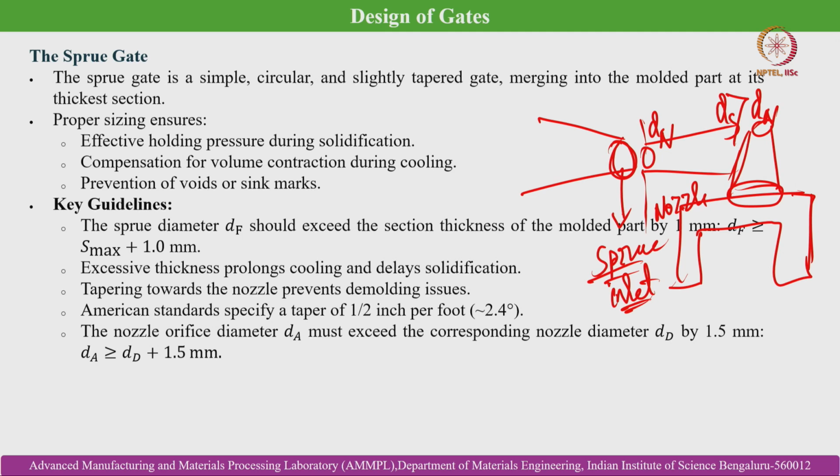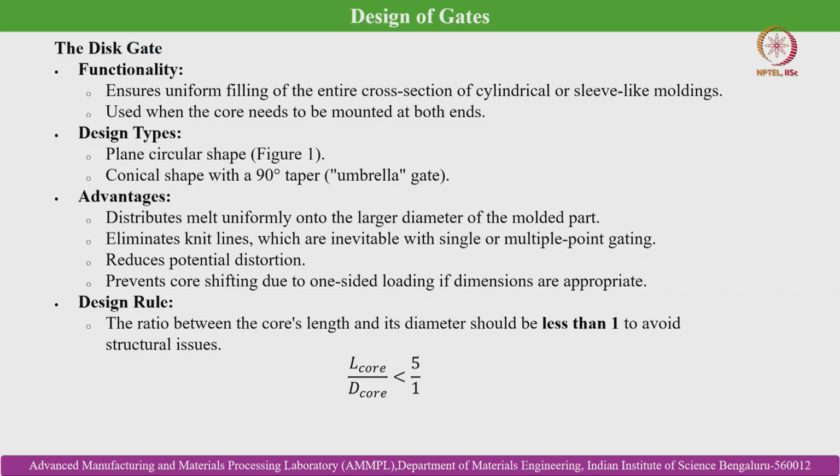So, the thumb rule is that the sprue inlet diameter must exceed the corresponding nozzle diameter dn by 1.5 mm. That means the sprue inlet diameter should be at least greater than the nozzle entry diameter by 1.5 mm. So, that is the thumb rule. This is how we can achieve successful filling of the melt from the injection nozzle to the sprue inlet without causing leakage.